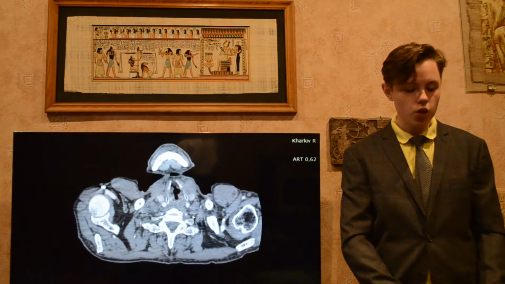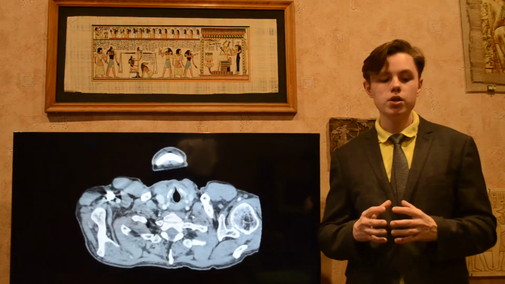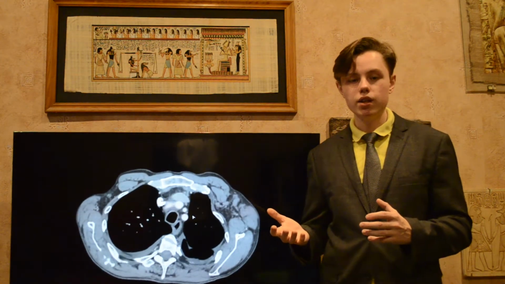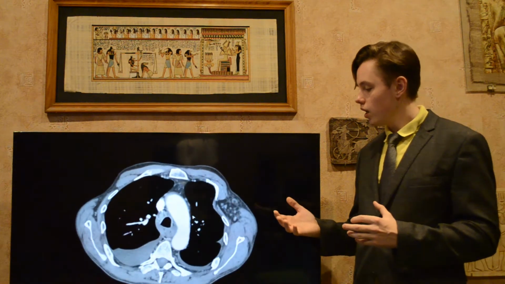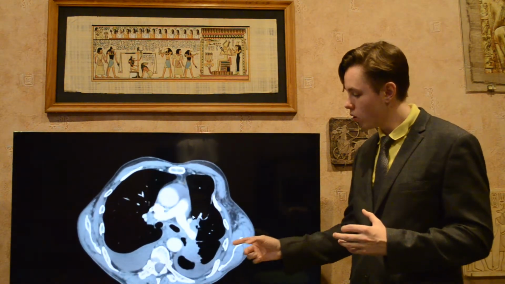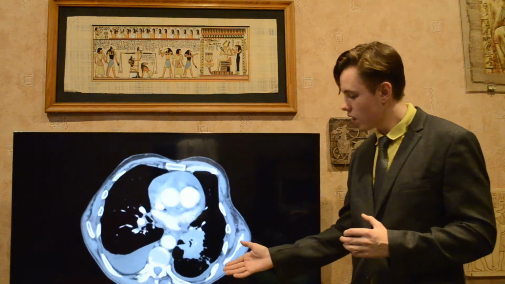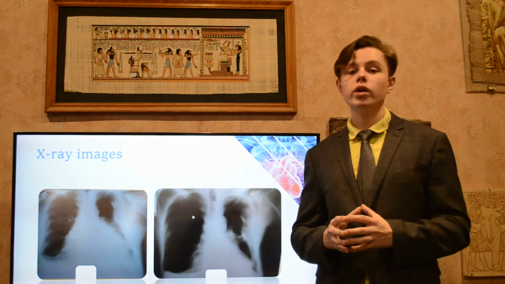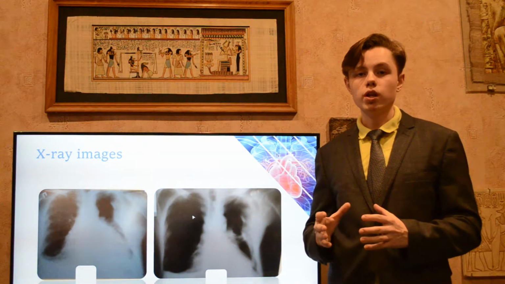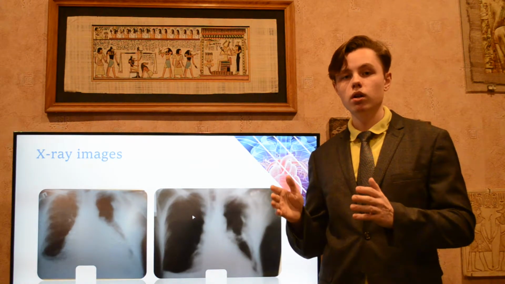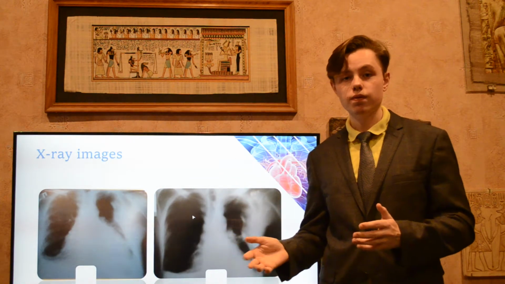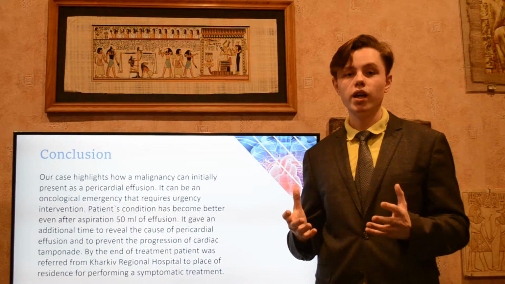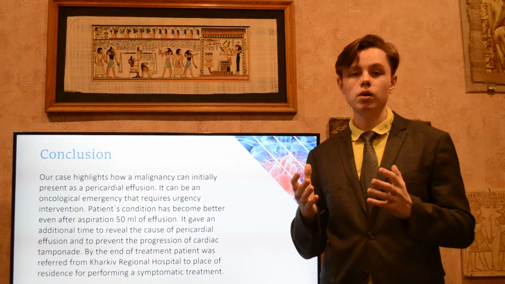And on this slide, you can see the data which were obtained with the help of computer tomography at the speed of 15 frames per second. Here you can see the signs of the central bronchocarcinoma of the left lung. And on this slide you can see two X-ray images which were taken before and after the procedure of pericardiocentesis.